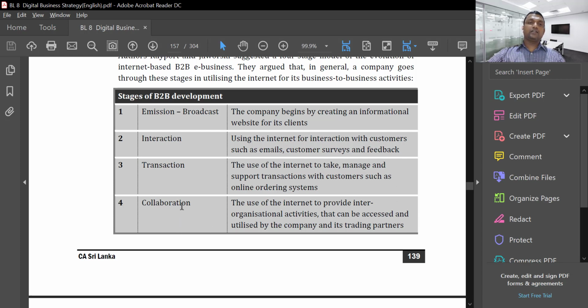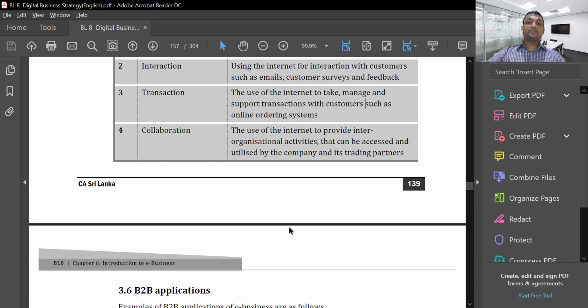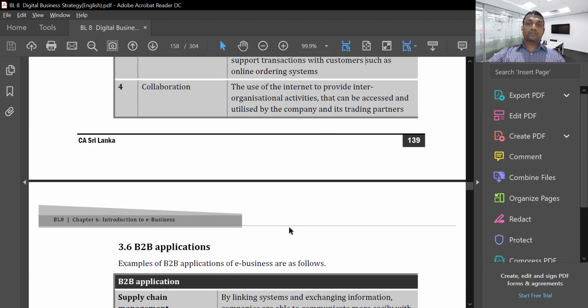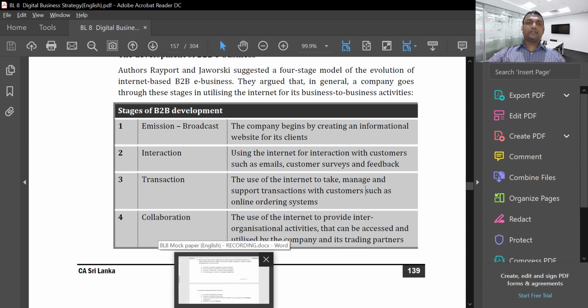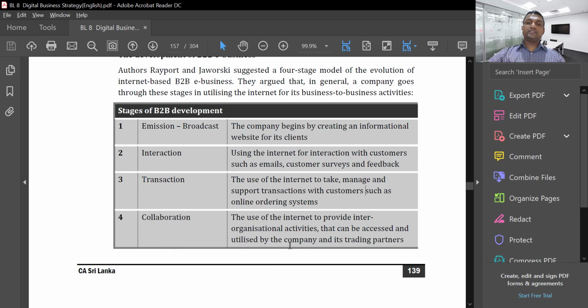Then finally, it says collaboration. So the internet can be used to do collaborative activities. The use of internet to provide inter-organizational activities that can be accessed and utilized by the company and its trading partners. So these are the four stages of developing a business-to-business e-business approach.